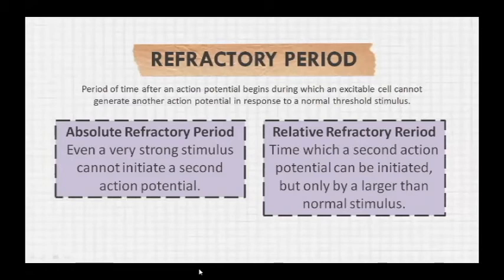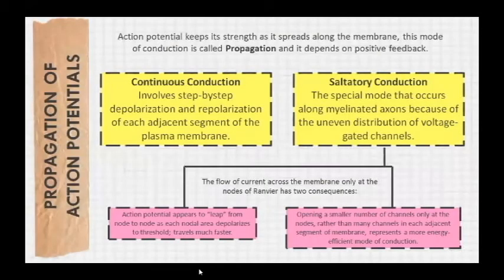Next is the propagation of action potentials. An action potential keeps its strength as it spreads along the membrane. This mode of conduction is called propagation, and it depends on positive feedback. There are two kinds, continuous conduction and saltatory conduction. Continuous conduction involves step-by-step depolarization and repolarization of each adjacent segment of the plasma membrane, while saltatory conduction is the special mode that occurs along myelinated axons because of the uneven distribution of voltage-gated channels.